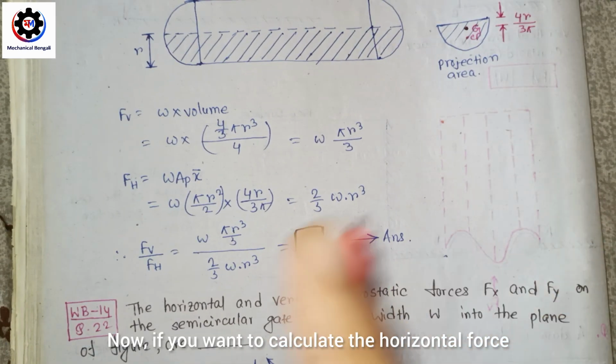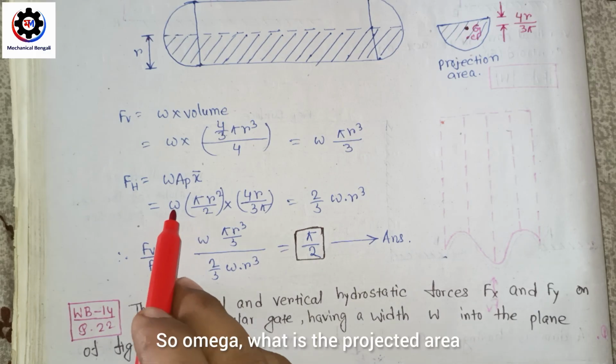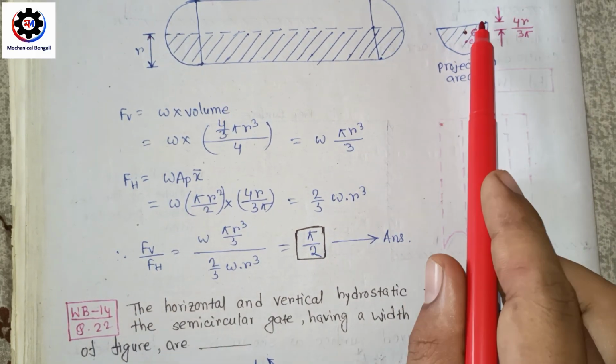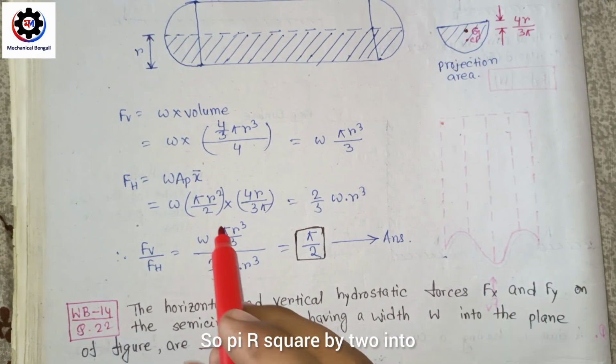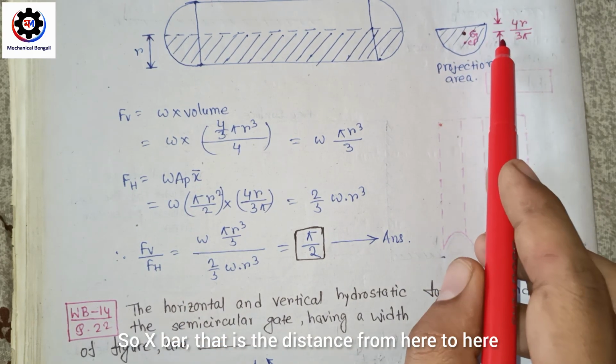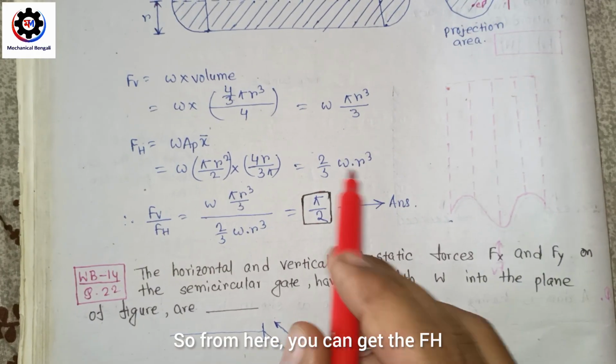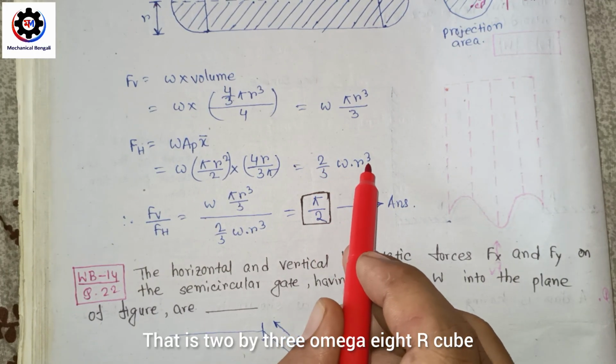Now if you want to calculate the horizontal force, that will be equal to omega AP into x bar. Omega, what is the projected area? It will be pi r square by 2. So this is the projected area. So pi r square by 2 into x bar, that will be 4r by 3 pi. So x bar, that is the distance from here to here, that is 4r by 3 pi. So from here you can get the FH, that is 2 by 3 omega r cube.